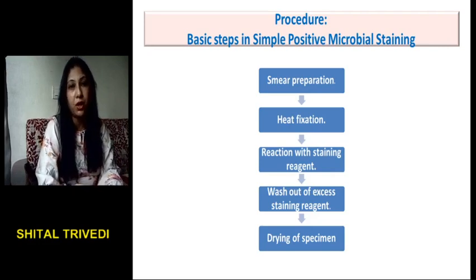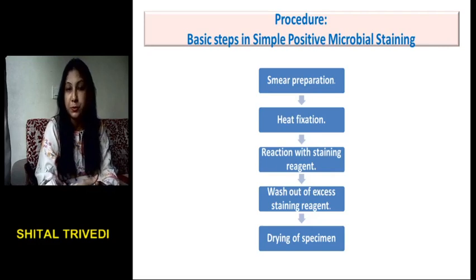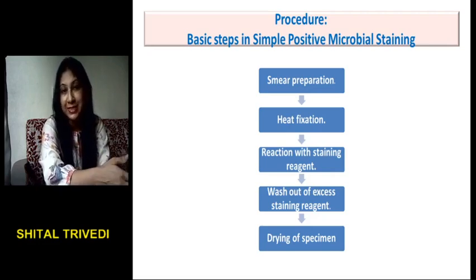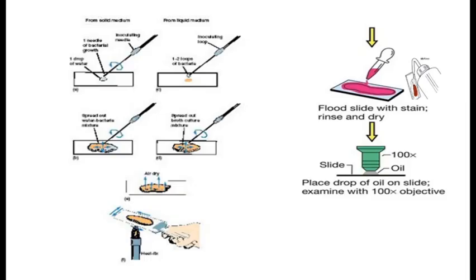Let's see the procedure of simple positive staining. This involves 5 basic steps. One is smear preparation, second is heat fixation, third is reaction with the staining reagent, fourth is washout of the excess reagent, and the fifth step is drying of the specimen. In this pictorial presentation of the process, you can see the first step, that is smear preparation. Here you need a clean glass slide. You can mark the bottom part of the slide with a marker, and you need a nichrome wire loop to transfer the culture from the source to the slide.